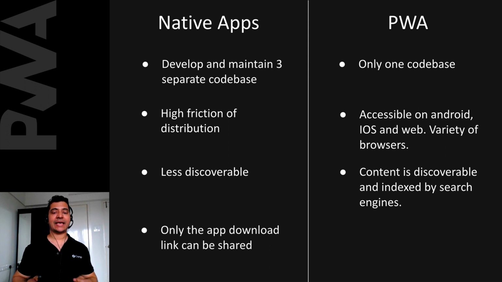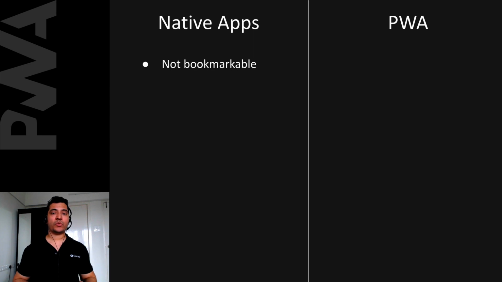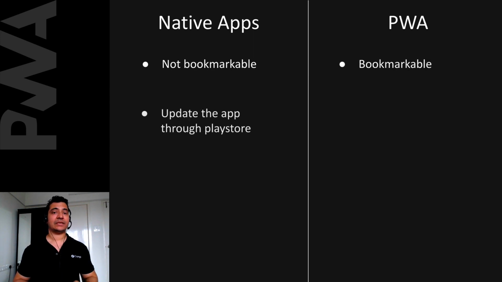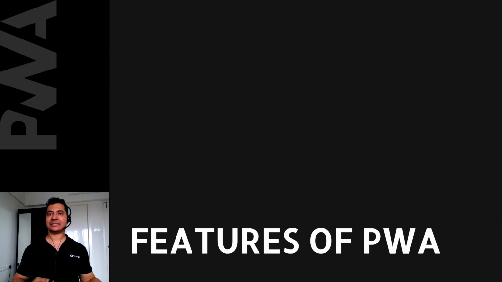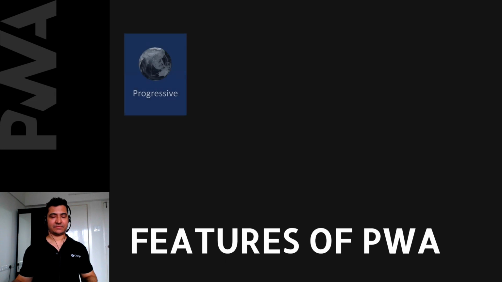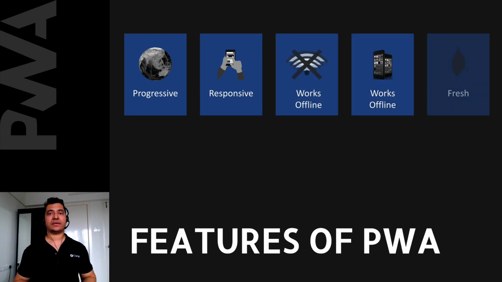In native apps, only the app download link can be shared. However, in PWA, direct link of any page or screen can be shared. Native apps are not bookmarkable, however, PWAs are. Native apps update the app through Play Store, while PWAs are always fresh. Native apps have high data usage, however, PWA have large data savings. So based on what we discussed, these are some of the features of PWA. They are progressive, they are responsive, so work across multiple devices, they work offline, both on web as well as on mobile, they're always fresh, and they are safe.